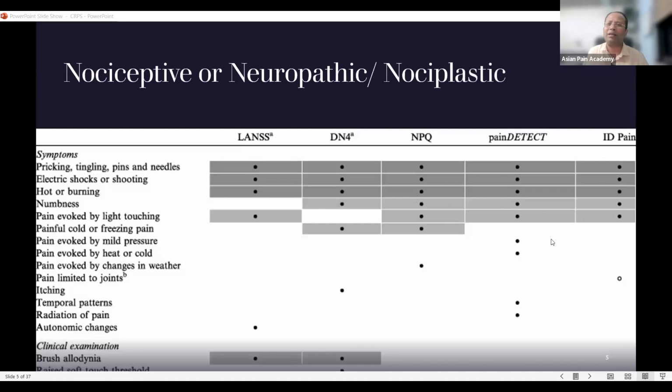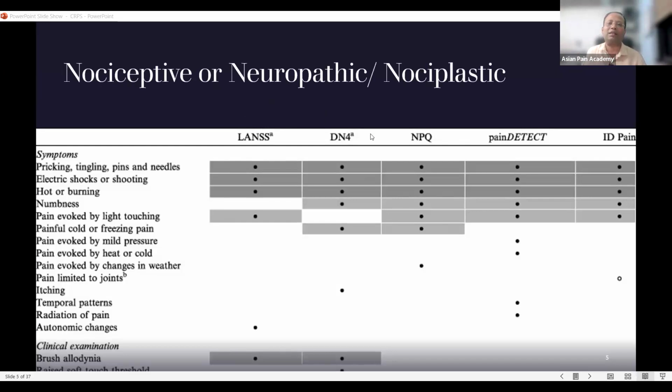Now, there are multiple scales for understanding the type of pain: nociceptive, neuropathic, or nociplastic. So we see which type of pain the patient has. These are neuropathic pain questionnaires actually. I'm not going into detail. Just remember allodynia and hyperalgesia.